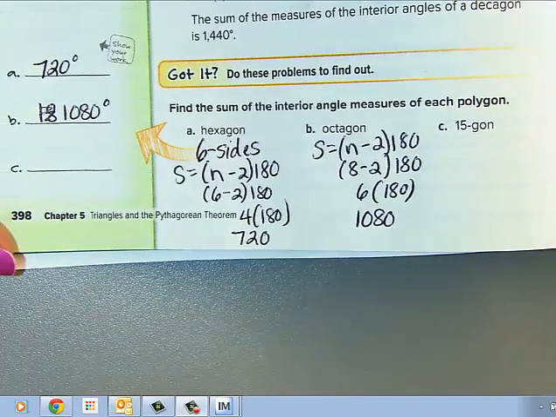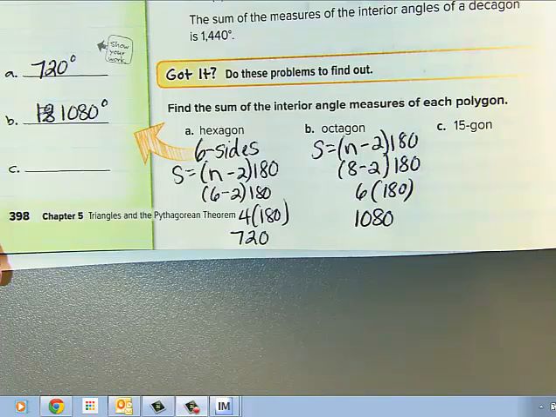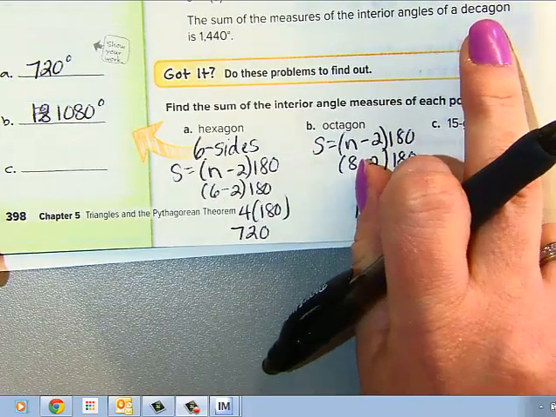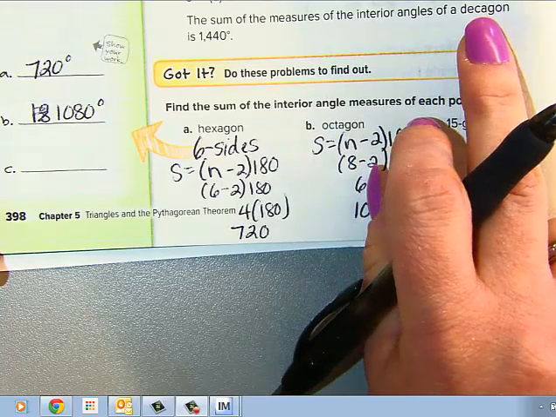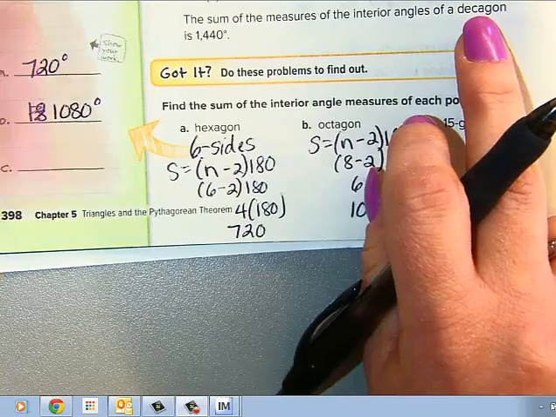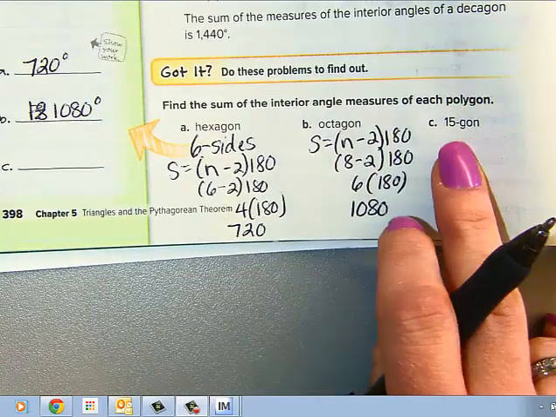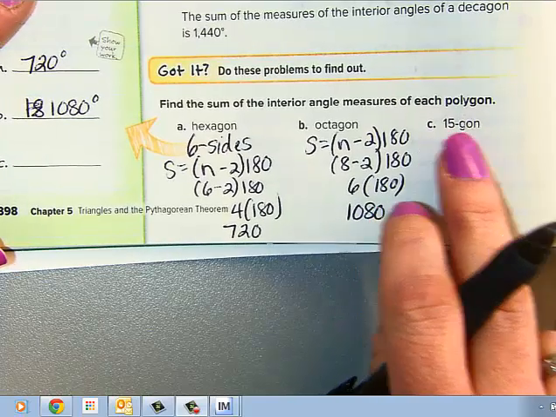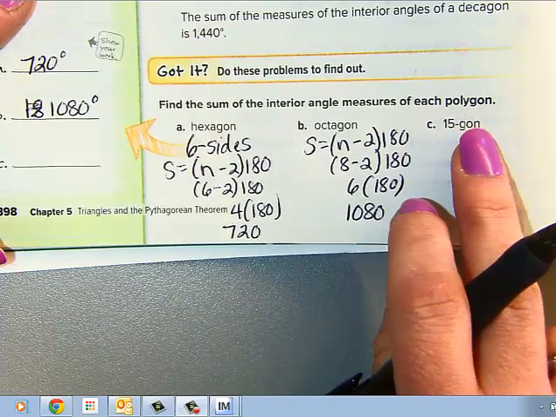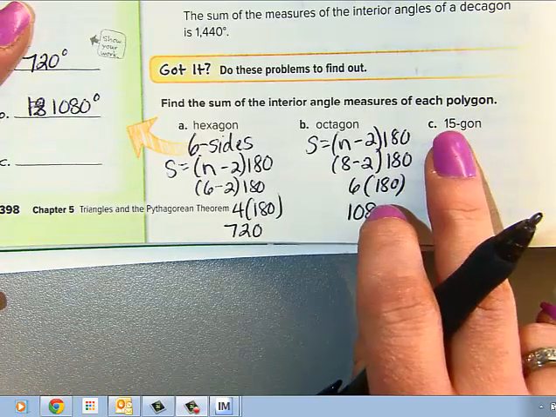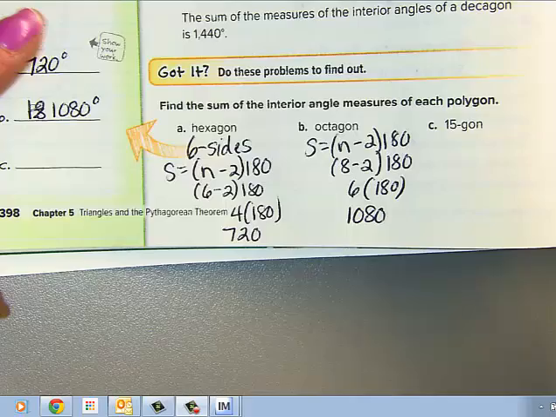Okay? A 15-gon. After you get past 10, 10 is a decagon. D-E-C-A means 10, so decagon means a 10-sided figure. After you get past that, they don't give them fancy names. They just put however many sides it has, and then they put the word gon behind it. So this means 15-gon, which means 15 sides. G-O-N, gon means sides. So a 15-gon is a 15-sided figure.